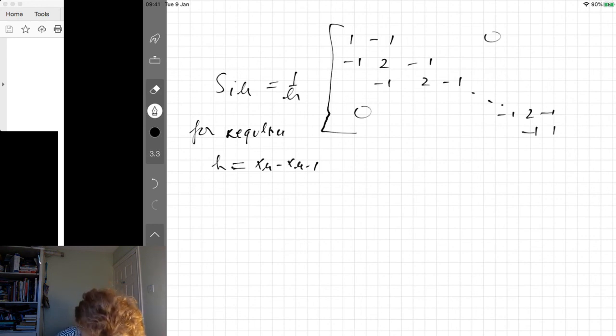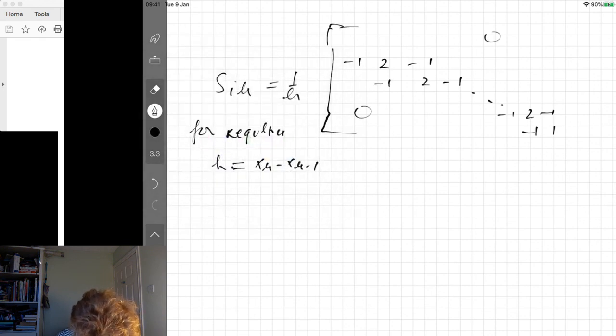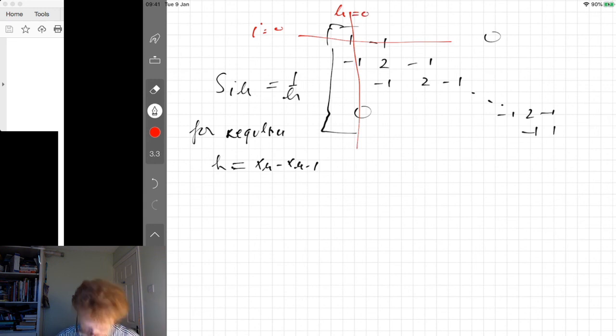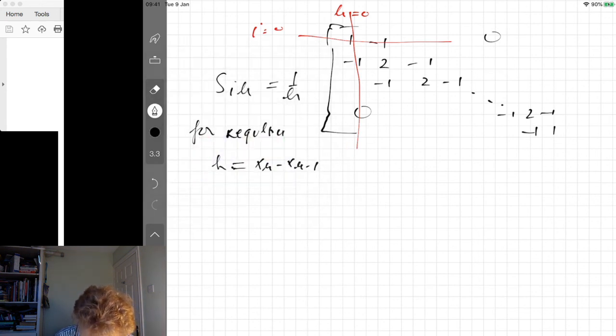But this bit, that's just irritating. What was it? 1, minus 1. So this bit is taken out because this is for i is 0 and this is k is 0, and that part we have taken out. So this is for a regular or uniform mesh.